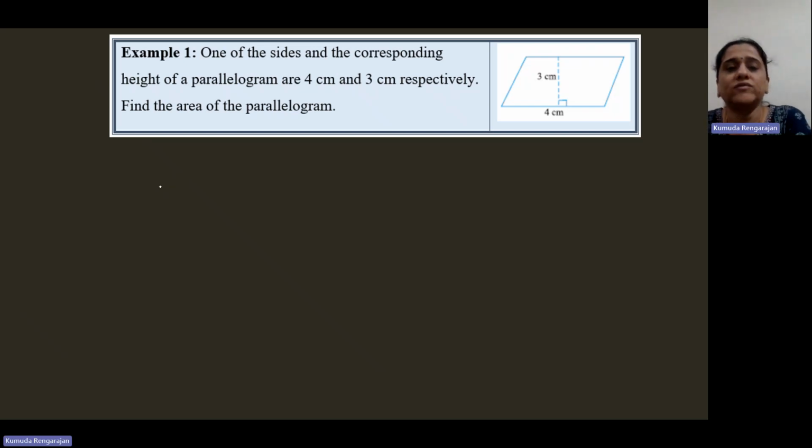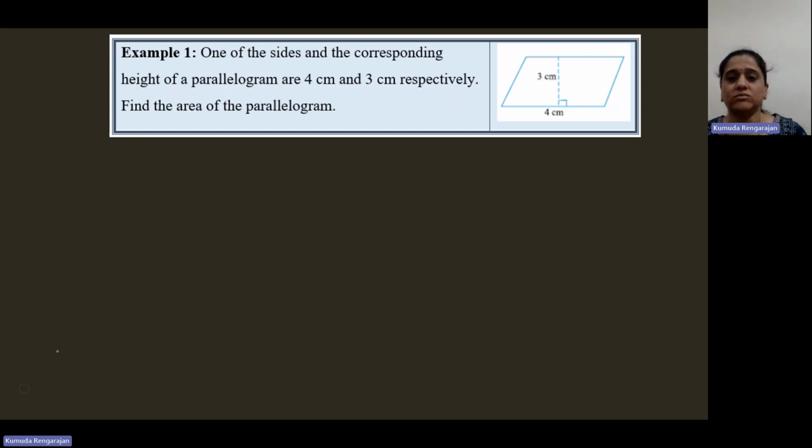So area of the parallelogram is given by the formula base into corresponding altitude, or base into height sometimes. They just say base into height. Height, altitude both mean the same. But height should be the corresponding height. Now, what is that corresponding height?